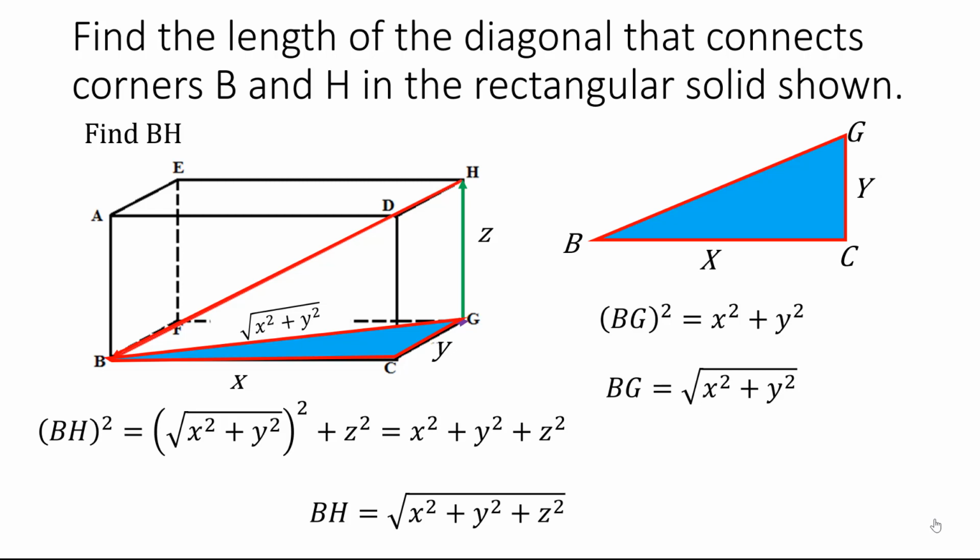So that's the length of BH, and that's going to be the length of the diagonal for any rectangular solid like this. If you draw the diagonal from a front vertex to a back vertex through the space inside the box, that length is going to be the square root of length squared plus width squared plus height squared.